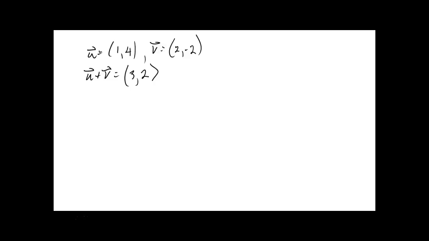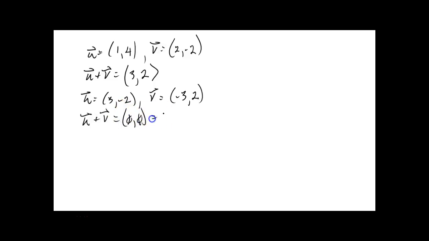So, here's the B one. u is equal to 3, -2, and v is equal to -3, 2. What's the sum of those two vectors? 0, 0, which we name as the 0 vector.